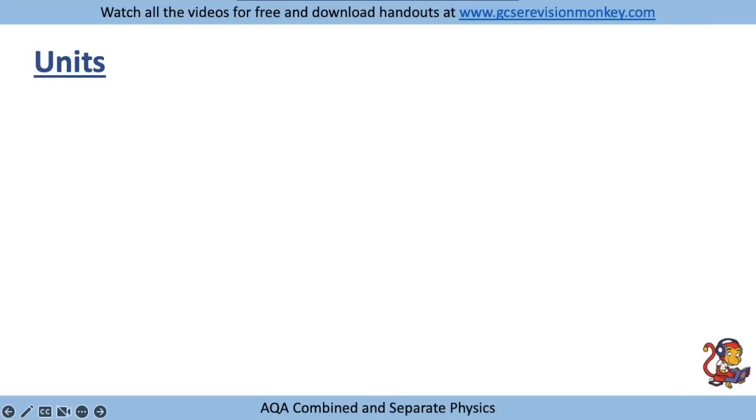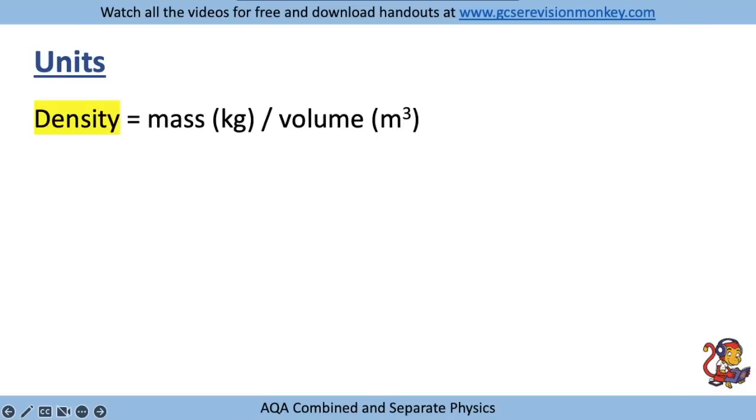So these are the units for density, and you'll get the equation density equals mass divided by volume. If you remember the units for mass are kilograms and the units for volume are meters cubed, then mass divided by volume, or kilograms divided by meters cubed, are the units for density.